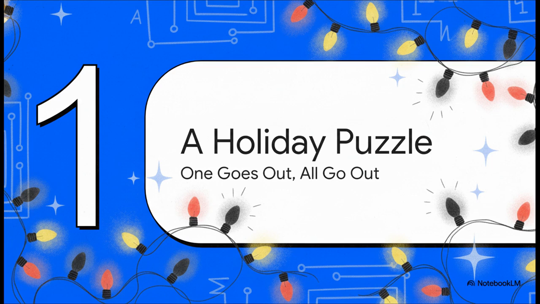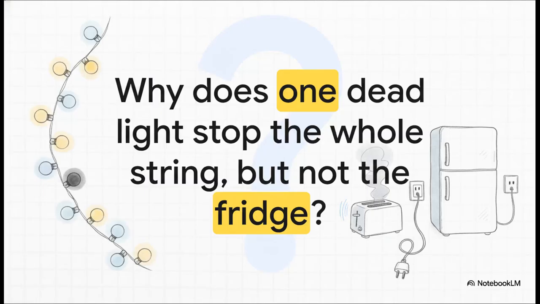All right, let's frame this whole discussion around a classic holiday puzzle. Or maybe a better word for it is a headache. You know exactly what I'm talking about, right? When one light goes out, and suddenly they all go out. So here's the question that's probably bugged you at some point. How is it that one tiny little bulb can burn out and just kill the entire string of Christmas lights? But then you can go into your kitchen, unplug a toaster, and the fridge doesn't even blink. It just keeps on running. What is going on there?